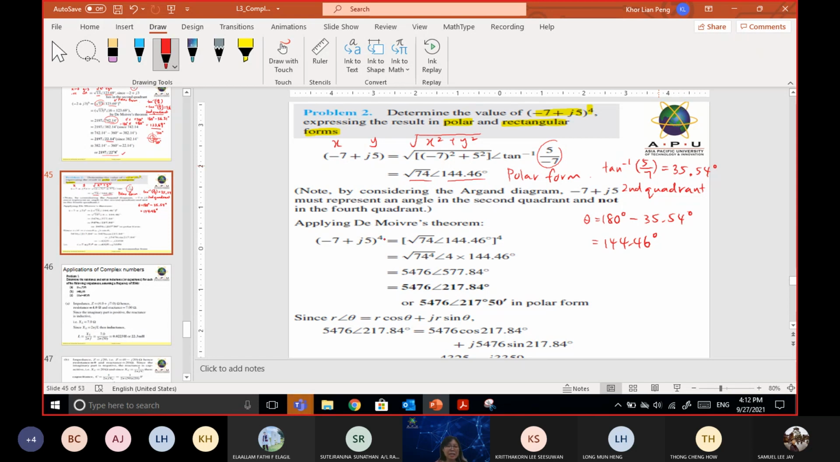Next you need to calculate the power of 4. So we must put our complex number into the polar form. Power of 4 means square root of 74 to the power of 4. Then for the angle, 4 multiplied by 144.46. This is what we get. Then can you see the theta here already exceeds 360. So we take 577.84 minus 360, and you get 217.84. You can remain this as an answer. This one is in the polar form.